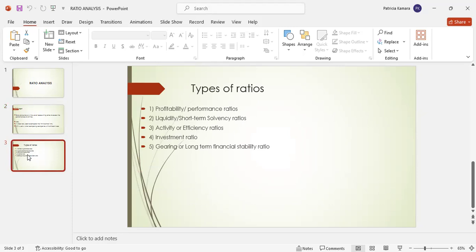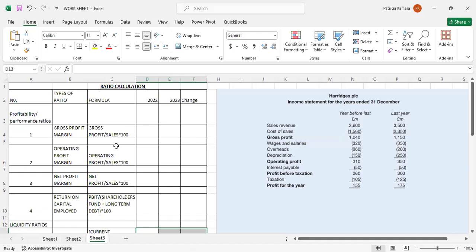It is important for us to be able to calculate some of them. There are instances where they can tell you to identify 3 types of profitability ratios, or identify some liquidity ratios, or calculate investment ratios. So these are the headings, and then there are sub-ratios that can be found under each of them. So let's go into a practical demonstration of how to go about our ratios.